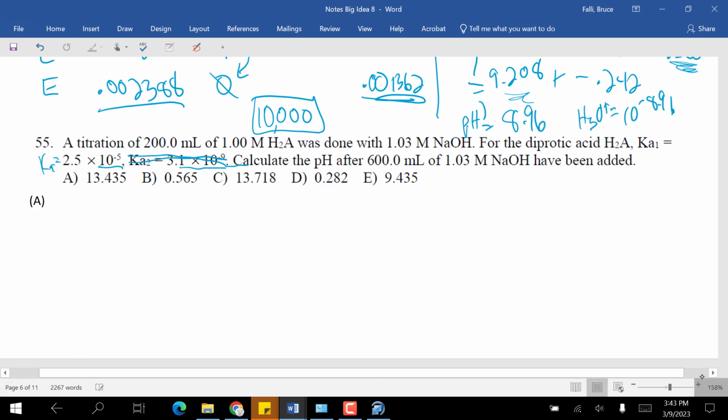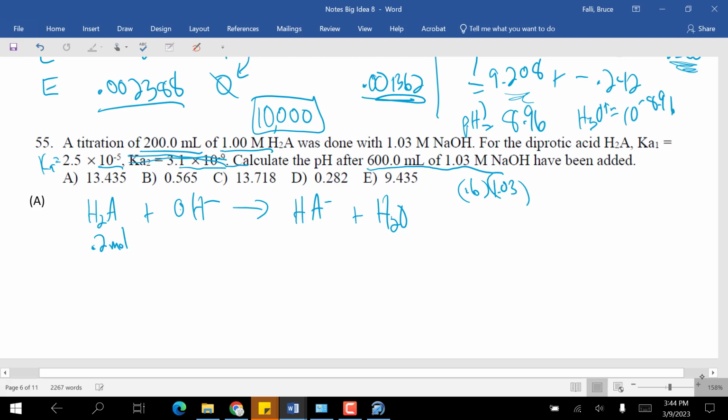Again, I'm looking at H2A plus OH negative, which is going to turn into HA negative plus H2O. This is 1 molar, 0.2 moles. And OH negative, titration was done for this. Calculate the pH after 600 milliliters of 1.03 molar was added. So that's going to be 0.6 times 1.03, which is 0.618.